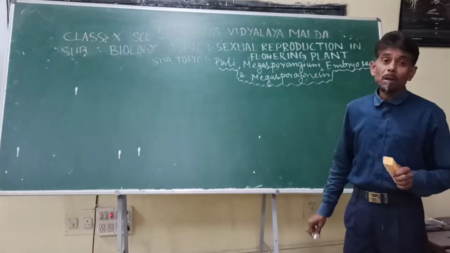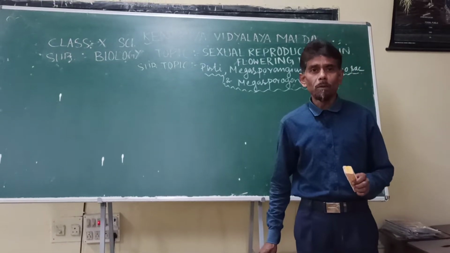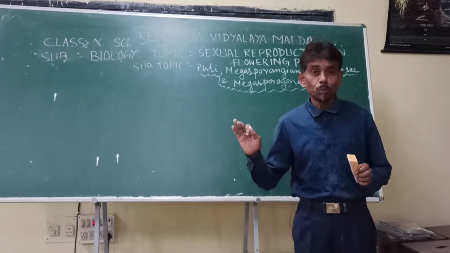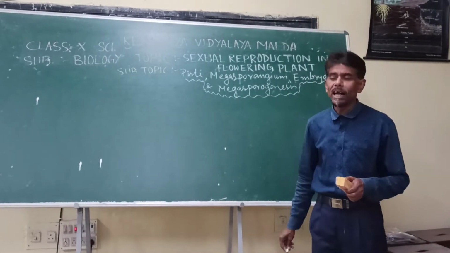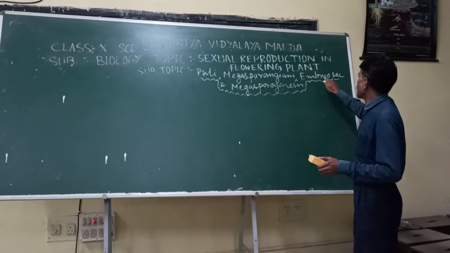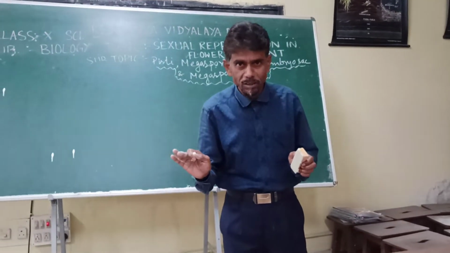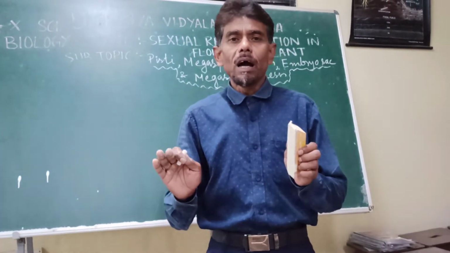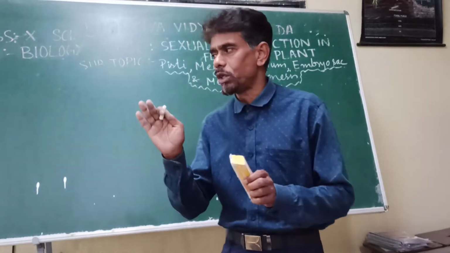So, in the previous class I discussed the detailed structure of the anther and the process of microsporogenesis. Today, under the topic of sexual reproduction in flowering plants, I shall be taking up the pistil, megasporangium, embryo sac and the process of megasporogenesis. So, the pistil is an individual part of the structure we call gynoecium.